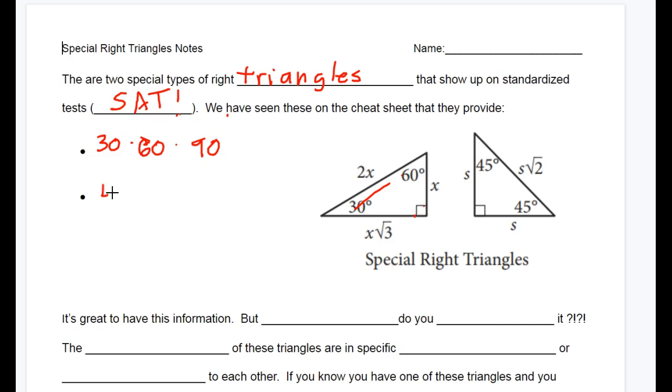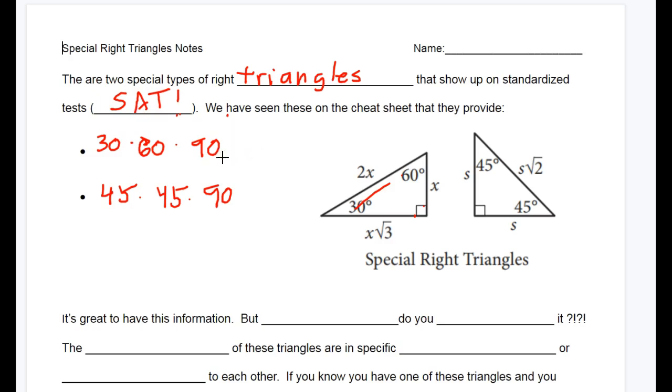The other one is a 45-45-90 right triangle. Here you've got two 45-degree angles, and then the 90-degree right angle in there. Okay, so those are the two types we're talking about. And really what we're talking about is the ratio between these sides.